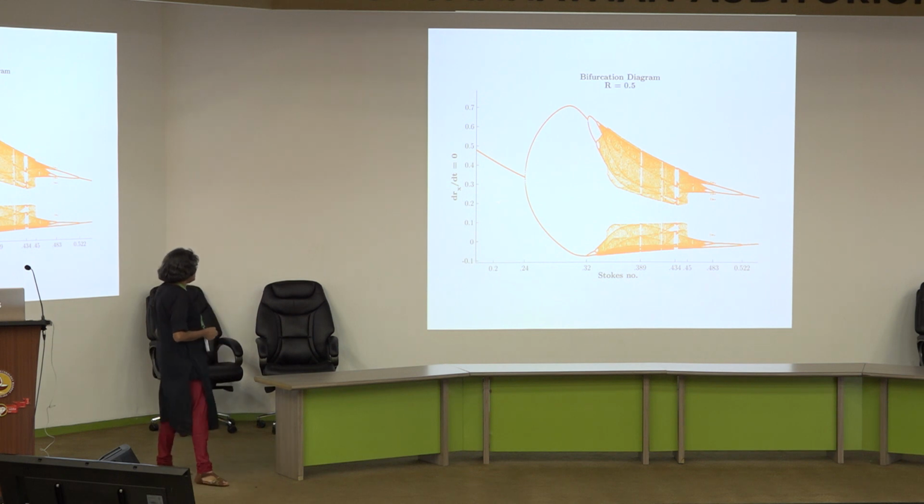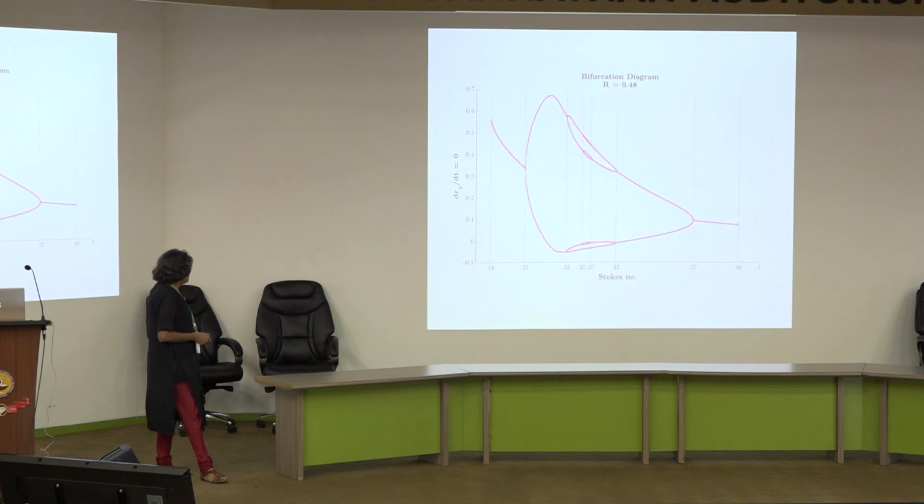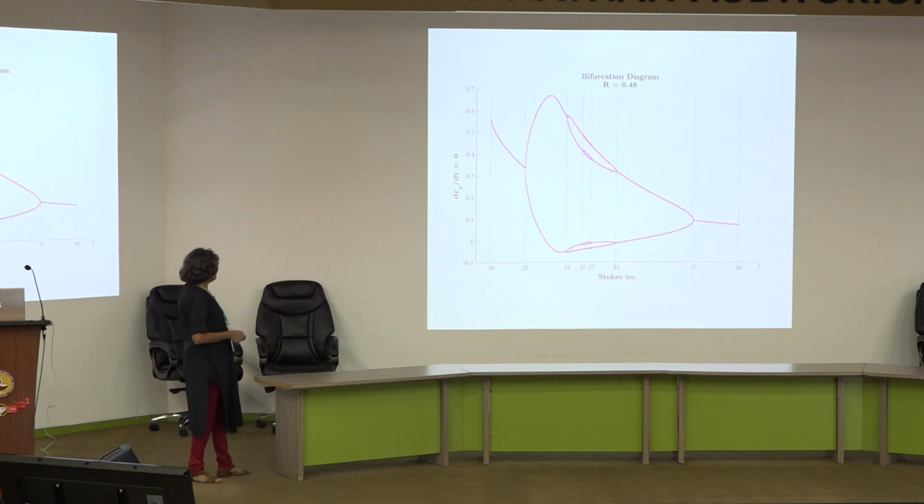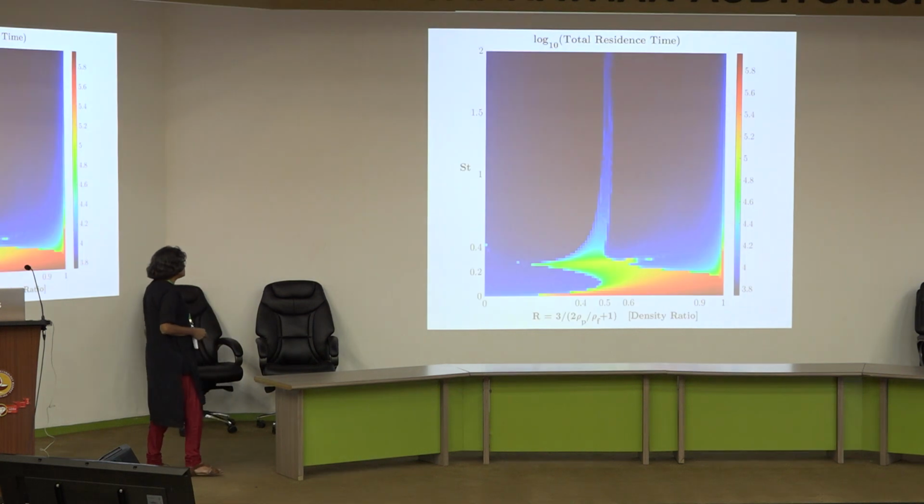The next density ratio, it goes through a period doubling route, period doubling of the limit cycles, not fixed points, and then it goes to chaos, and then the chaos dies away and it goes back to attracting fixed points. And this is at the other density ratio where there is no chaos, but you see a very interesting bifurcation followed by an upside down bifurcation.